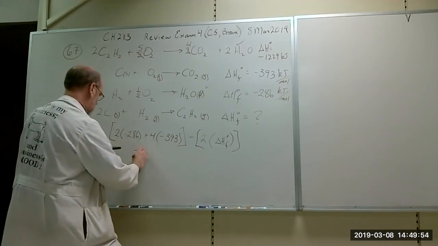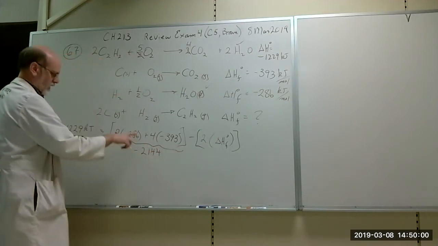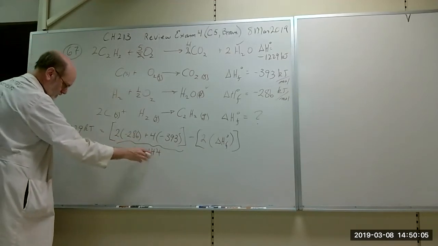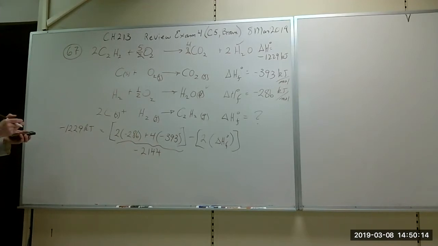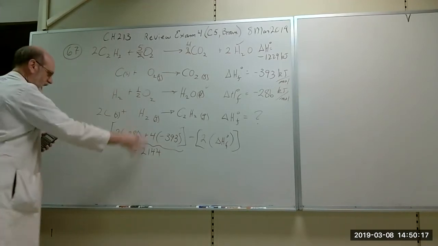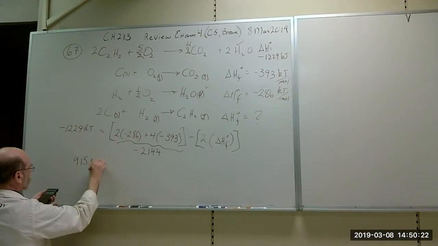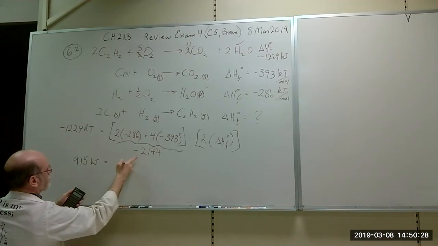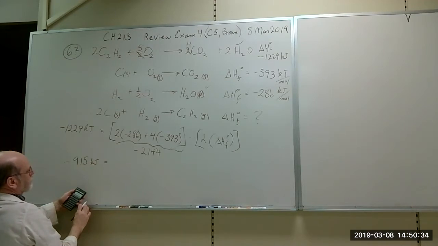That's minus 2144. Okay, for that one. So if we take that one, change, of course, when it comes across, change the sign to positive, and then 1229, then this side of the equation becomes 915 kilojoules equals, wait a minute, it's still minus, right? Yes.